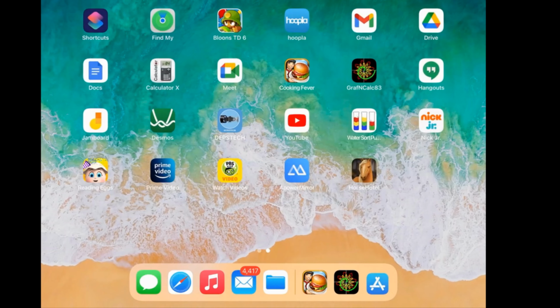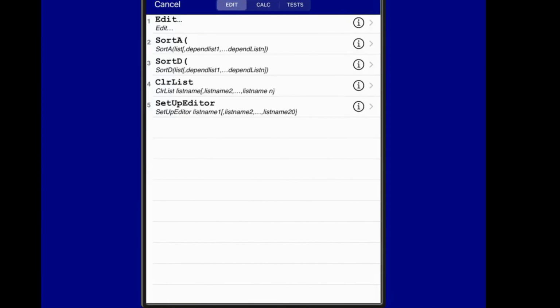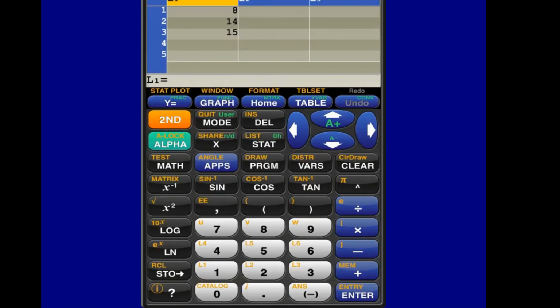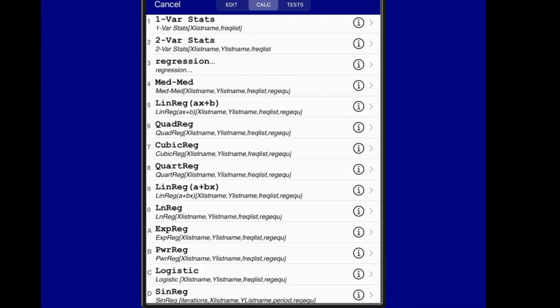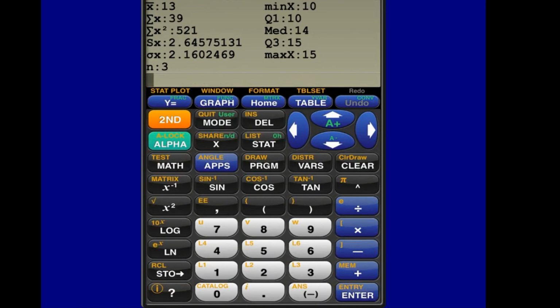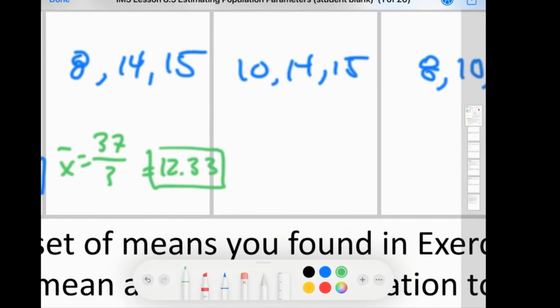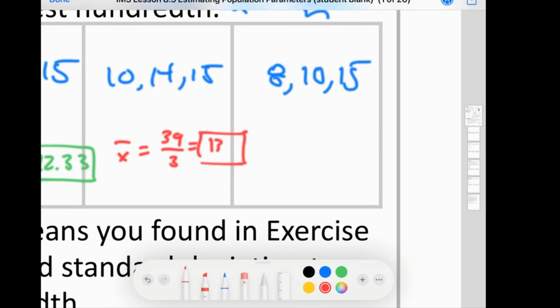Okay. Do the same thing for this one. 10, 14, 15. I'm going to go a little faster here. You've done this a couple of times. Stat, calc, one var stats. So summation is 39. The average is 13. And that one doesn't have any decimal places. It's 13.00, but you can just write 13. That's still rounding to the nearest hundredth. So if you really want some zeros, you can add them there.